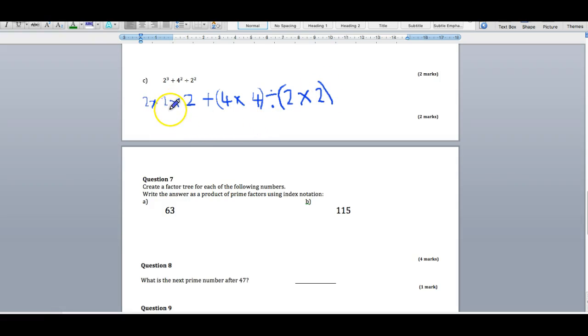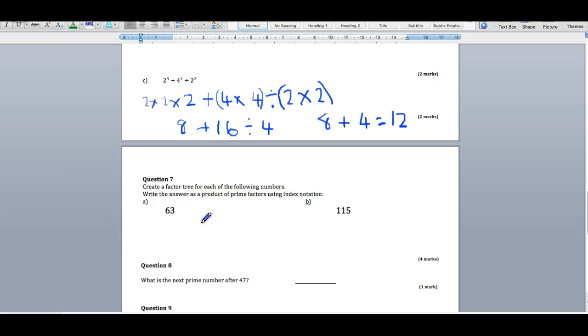So 2 times 2 is 4, times 2 again gives you 8. 4 times 4 is 16, then we've got the division, and 2 times 2 is 4. So then we have 8 plus 4, which gives you 12. Nice. Okay, question 7, create a factor tree for the following numbers.